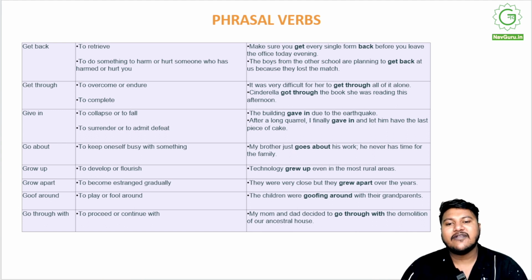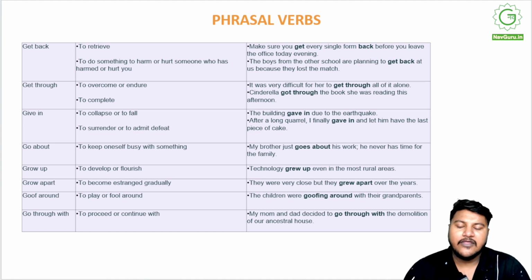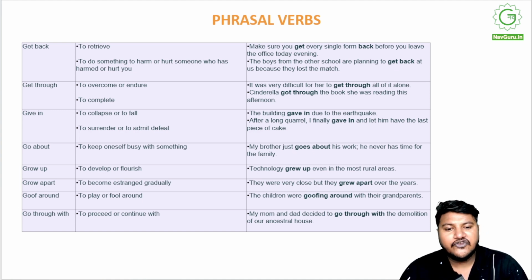Go about means to keep oneself busy with something. My brother just goes about his work, he never has time for the family. Grow up means to develop or flourish. Technology grew up even in the most rural areas.